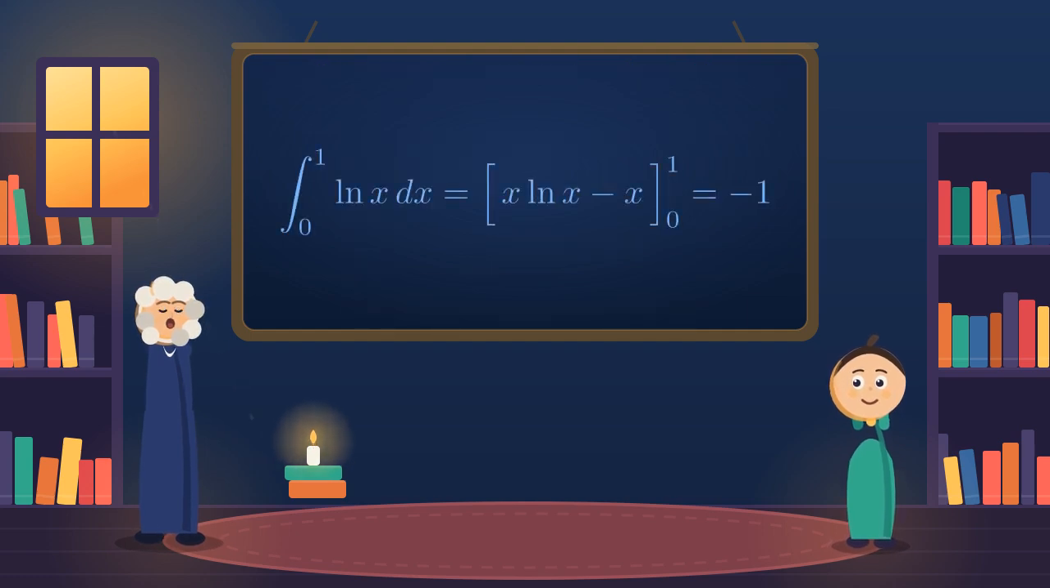One tidy antiderivative confirms it. The integral of ln x is x ln x minus x. Plug in 1, and you get minus 1. The awkward end at 0 contributes nothing, because x ln x vanishes there. So the whole area is exactly minus 1.